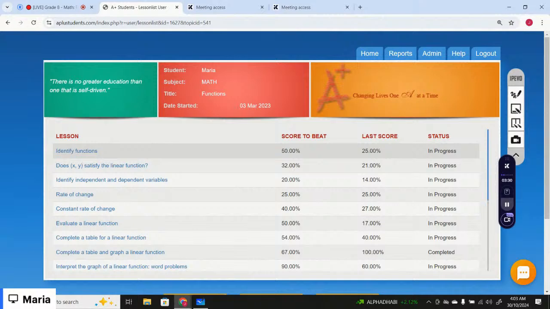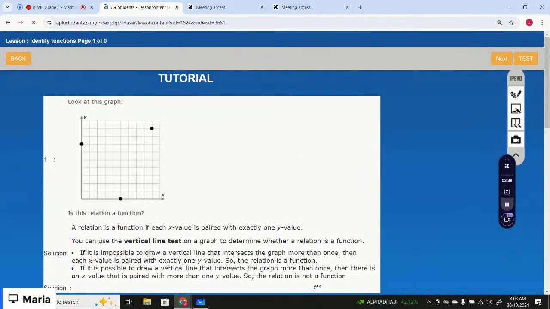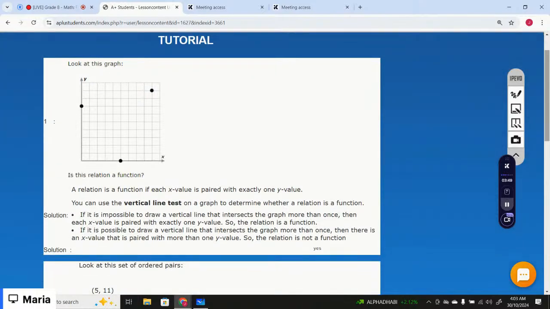The chapter we are on right now is functions. Let's just start with the lesson that is identify functions. Look at this graph. Is this relation a function? So you are given a graph. The graph has 3 points, right? How do we see if that is a function?